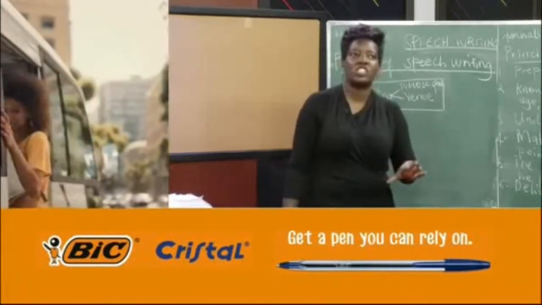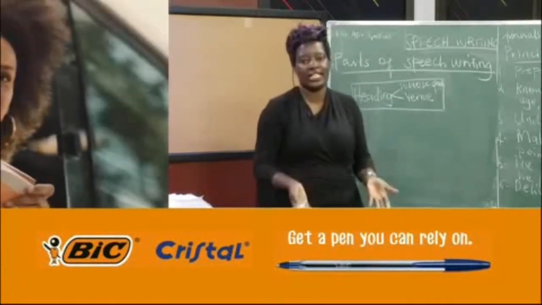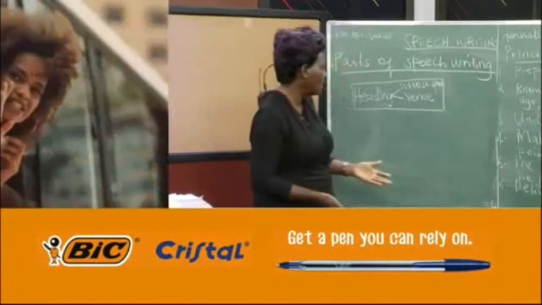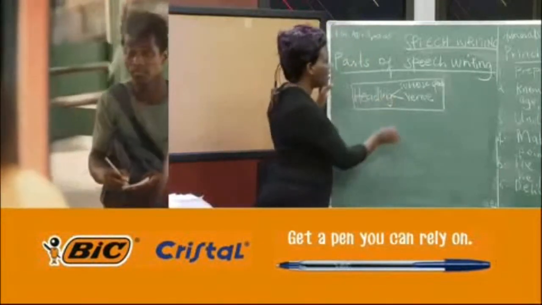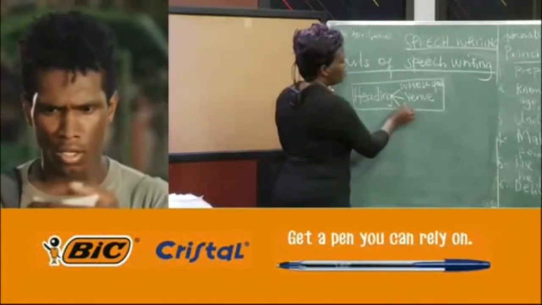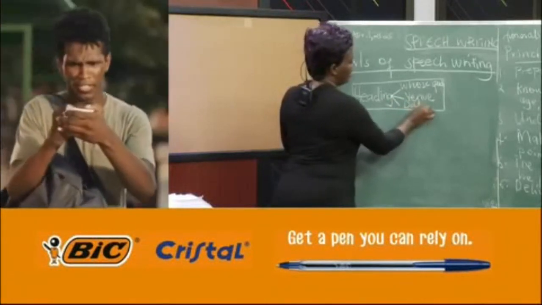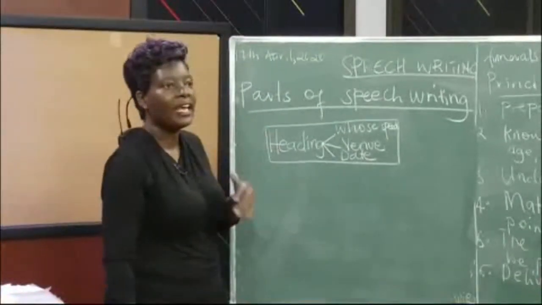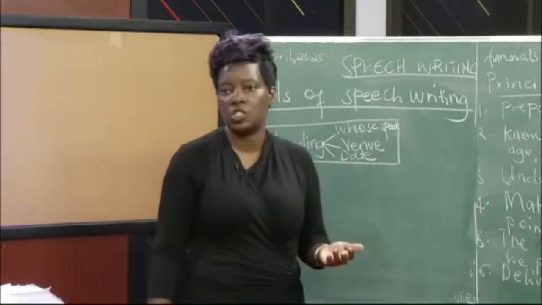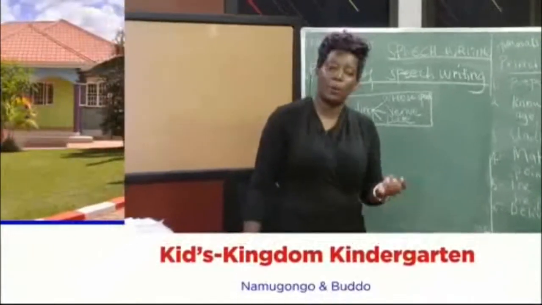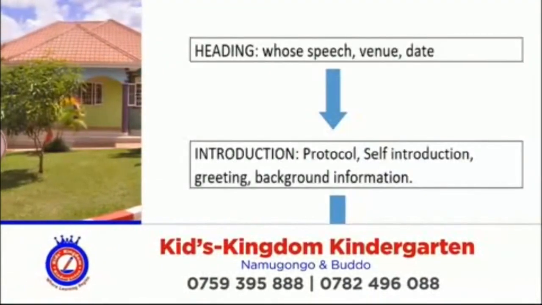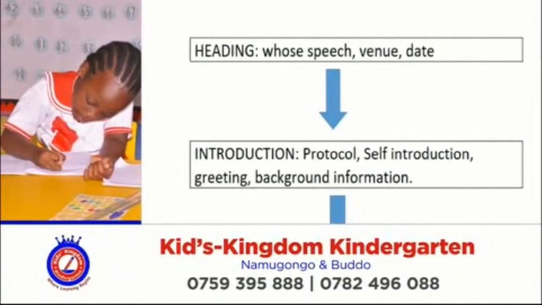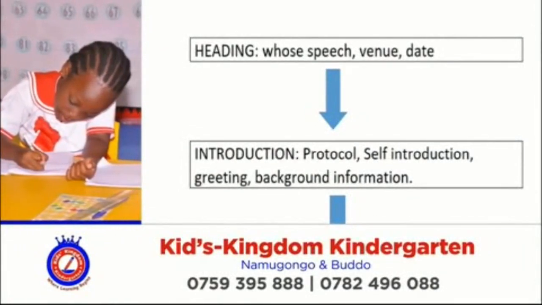If you're delivering the speech at the school assembly, indicate it so that people can see that that is where the venue was. Then, most important, do not forget the date. When are you delivering this speech? It is very important that people know that you delivered this speech on such and such a date. It is very important.